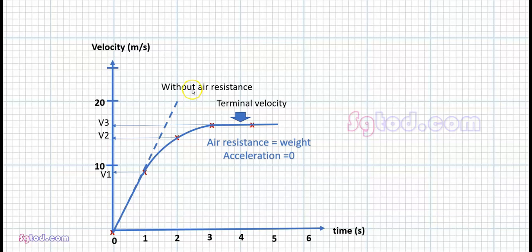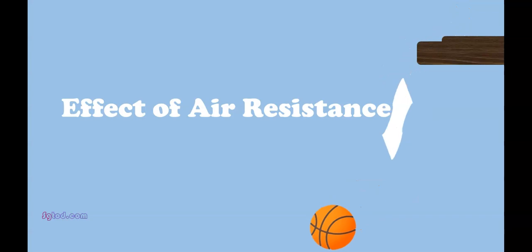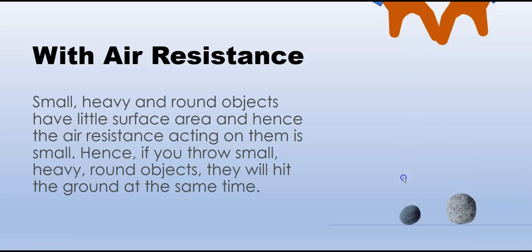air resistance. The second important thing about air resistance is that it increases with increase in surface area. This is the reason why we see that a piece of paper will take a longer time to fall to the ground when there is air resistance. Small, heavy and round objects have little surface area and hence the air resistance acting on them is small. Hence, if you throw small, heavy, round objects, they will hit the ground at the same time.